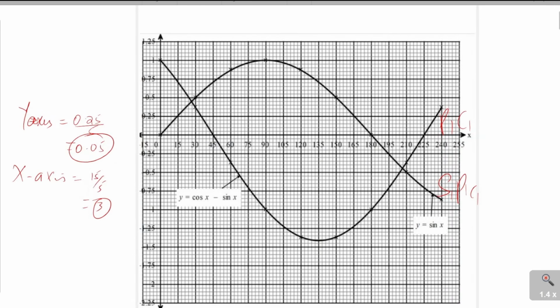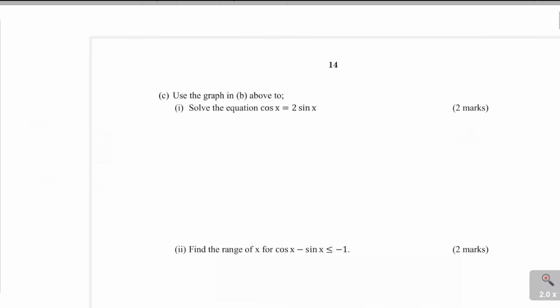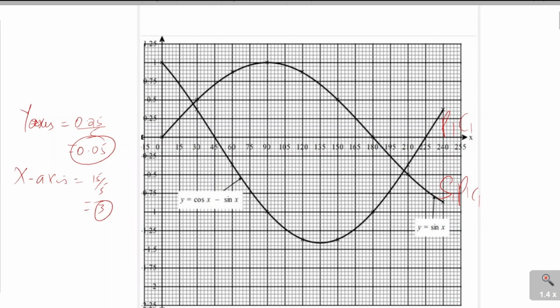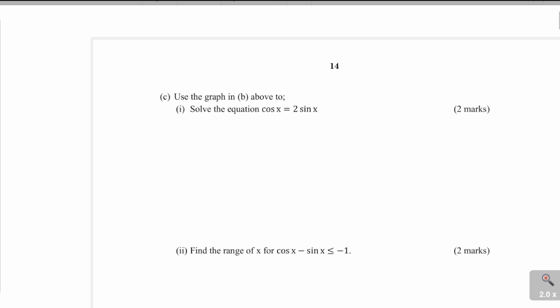So there was a mark for scale, plotting, and the smooth curve. Now we've drawn the curve, and we go to the questions. You can see those are 4 marks for the graphs and 2 marks for filling the table. Those are 6 marks.